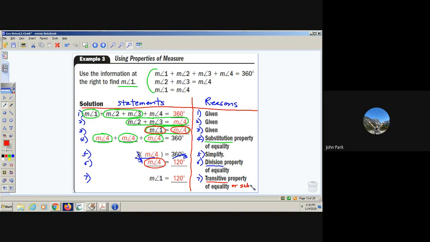So I could do substitution property, because I could just substitute measurement of angle 4 with measurement of angle 1 because they're equal to each other. Just like I did here, I substituted measurement of angle 1 with the measurement of angle 4. Now I'm just going backwards, right? I'm substituting measurement of angle 4 with measurement of angle 1 because they're equal to each other here. So like I said before, transitive property or substitution property are usually interchangeable. You can use one or the other because they will both work in most of those cases.